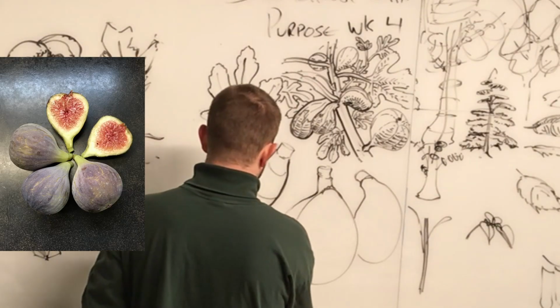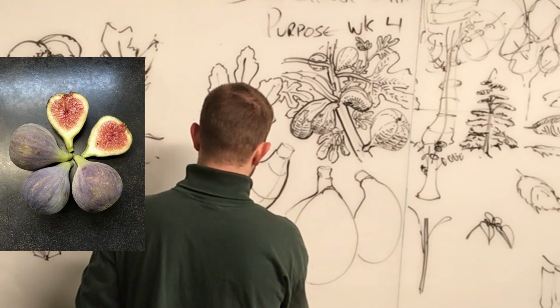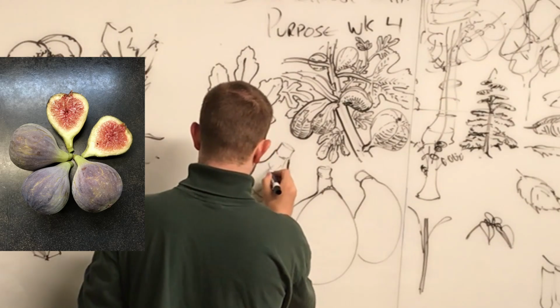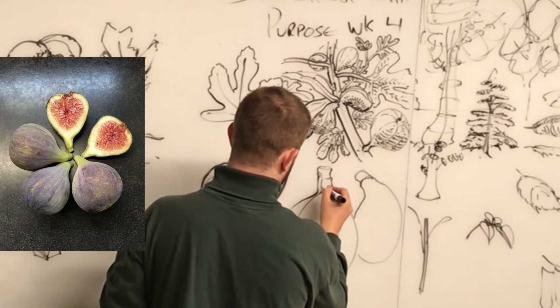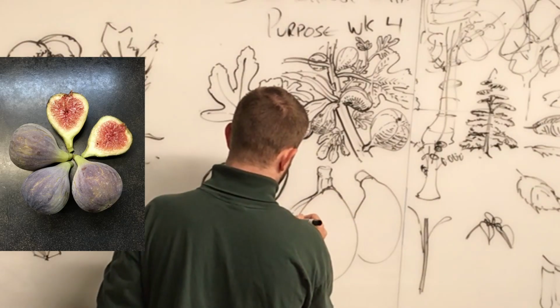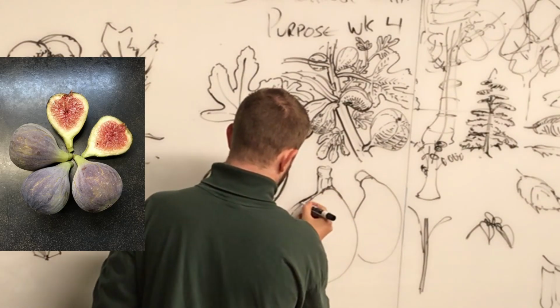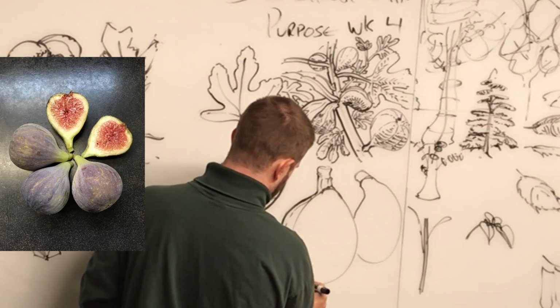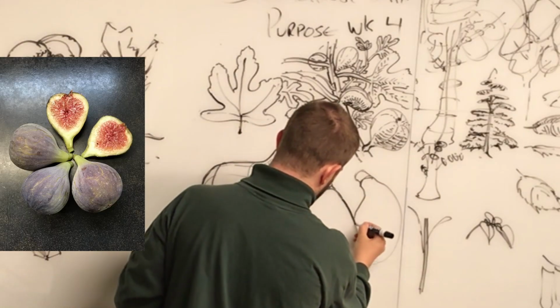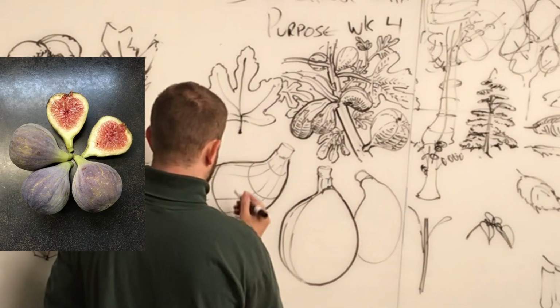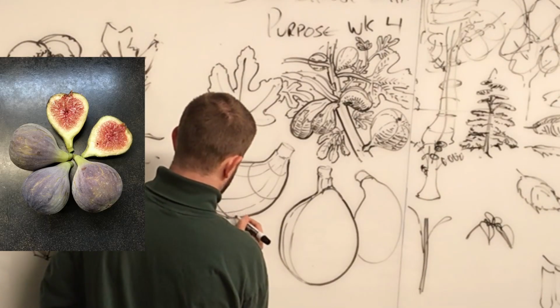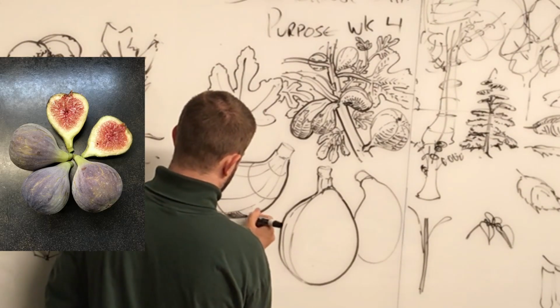I'm gonna get those long ways. Striations here. Make sure my contours are reading nice and strong. Just gonna throw in a quick hatch here.